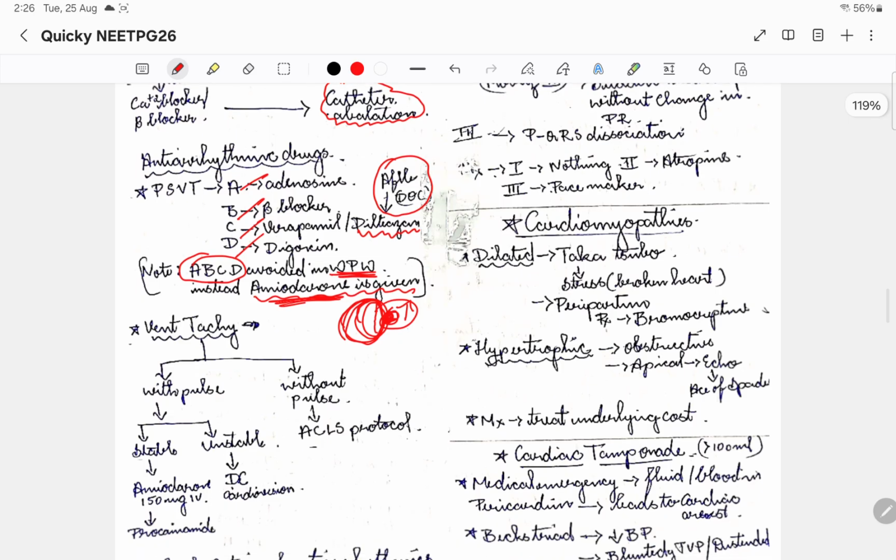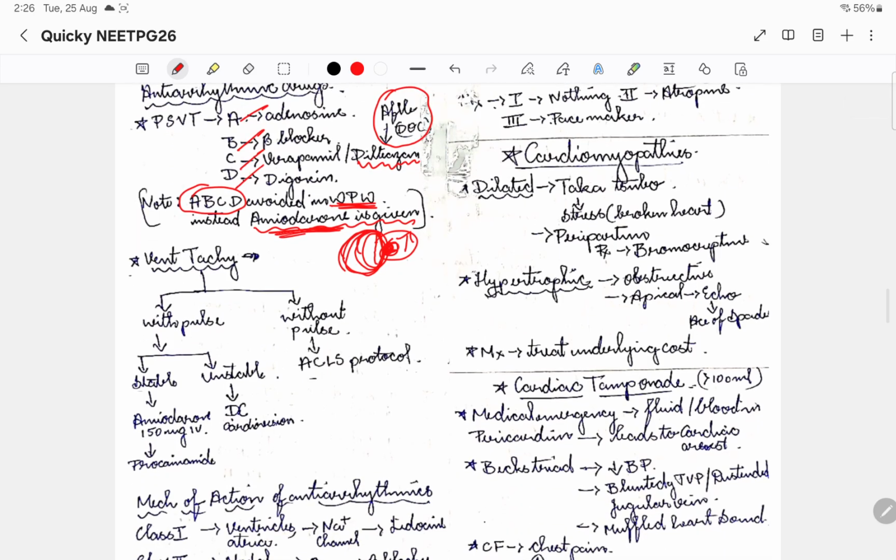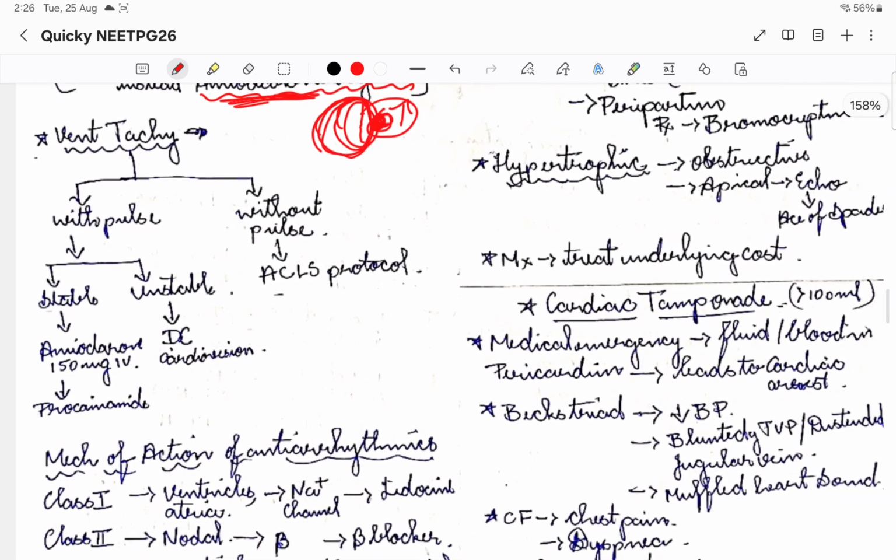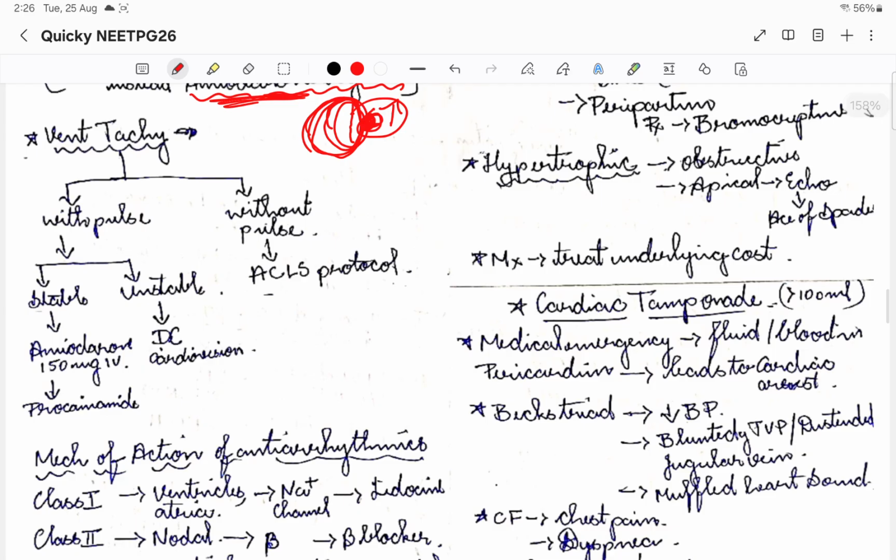Now PSVT is done. Coming to ventricular tachycardia, here is the management. When will we get ventricular tachycardia? Basically when the heart is not functioning and we are doing CPR. So when doing CPR, that is when ventricular tachycardia is mostly seen. We'll check whether the person is with pulse or without pulse.